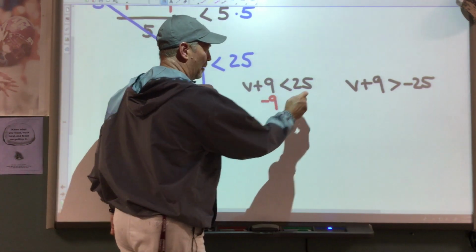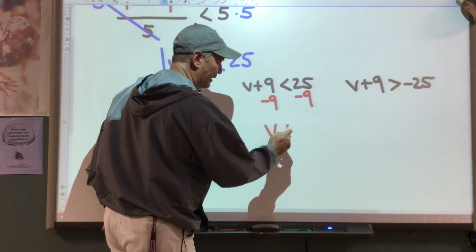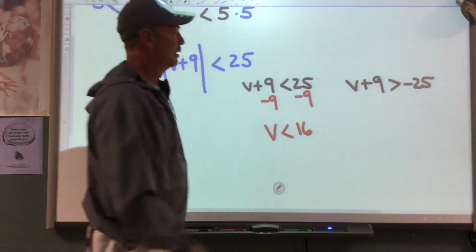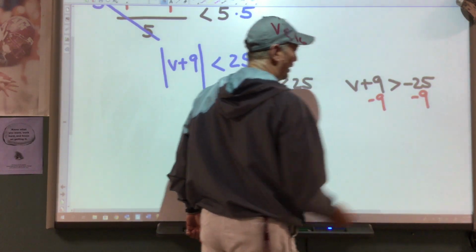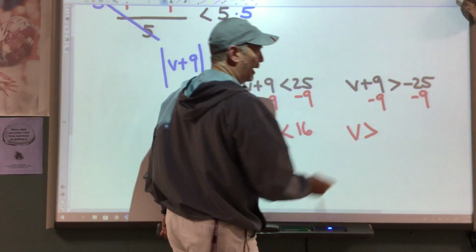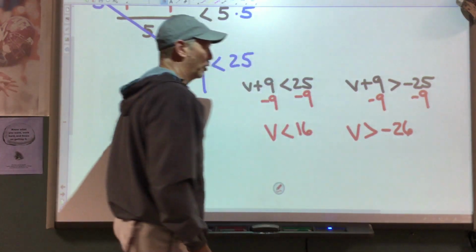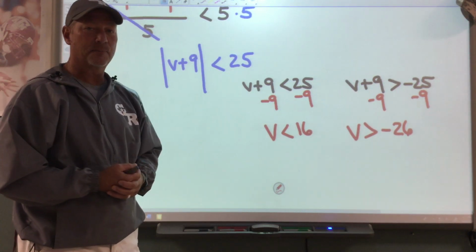Minus 9, v is going to be less than 16. Minus 9, that is telling me that v is going to be greater than negative 26. We're going to be bigger than negative 26. We're going to be less than 16.